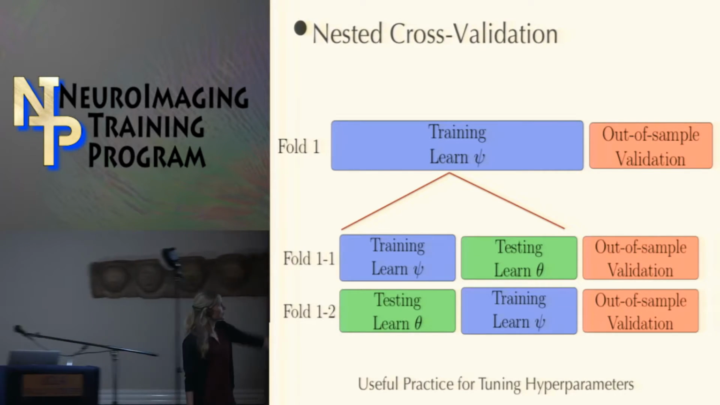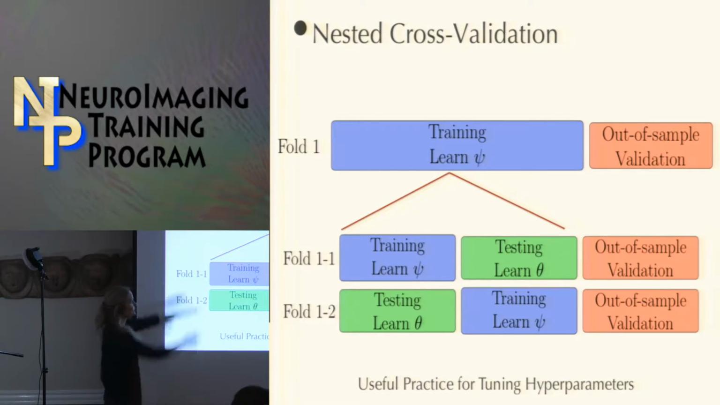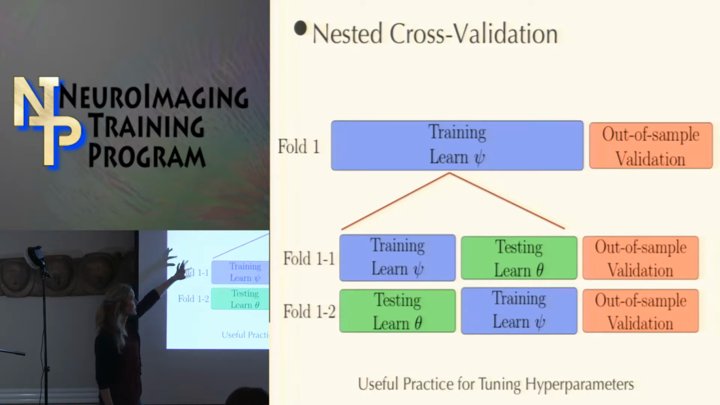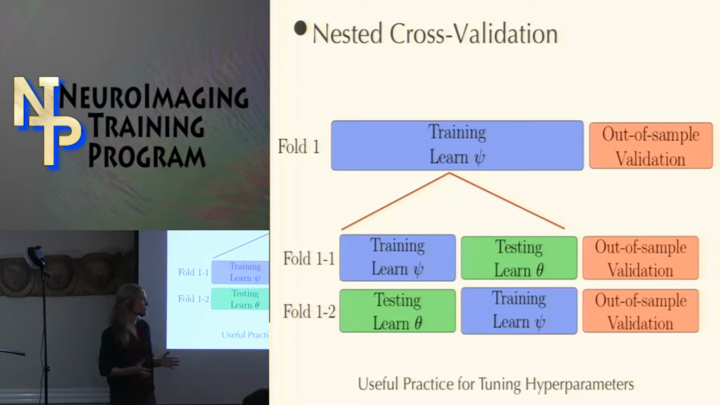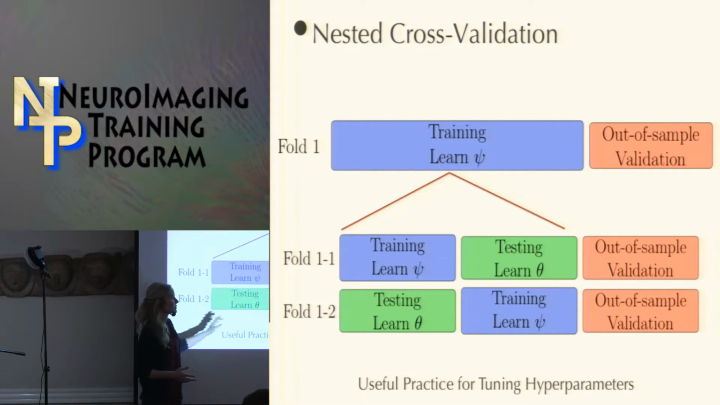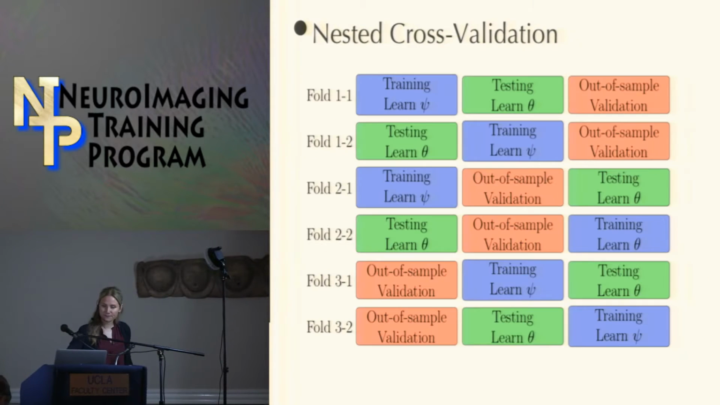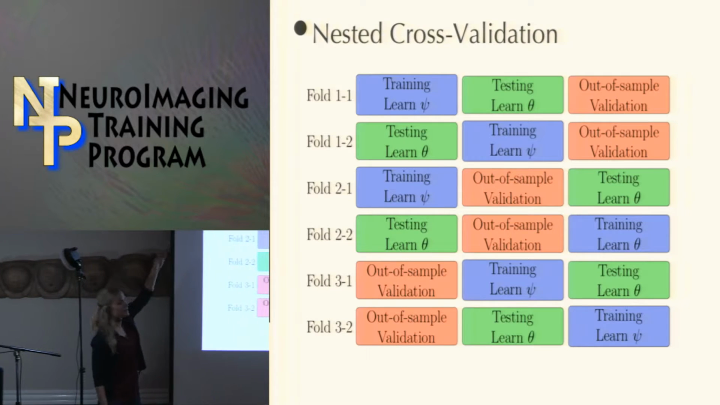So in this case, if you have a training set and then your out-of-sample test set, you break your training set further down into more training and testing sets, and you can loop through the training and test sets this way. So you can learn your hyperparameters, the parameters within your algorithm, using this nested approach, and then eventually apply it to the out-of-sample left-out test data. So this is just an example of how you can do different folds.